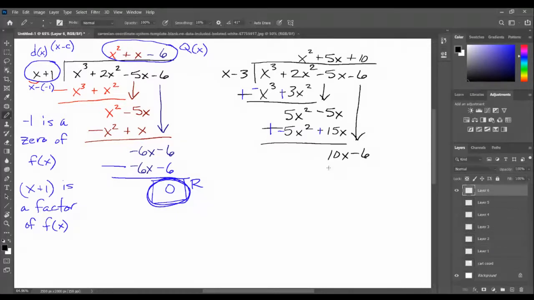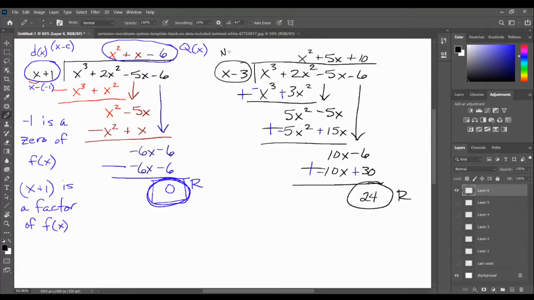10 times x is 10x. 10 times negative 3 is negative 30. I need to subtract that. Again, I'm going to change it to adding a negative. Negative 10x plus 10x is 0. Negative 6 plus 30 is 24. So I have a remainder. X minus 3 is not a factor, which means 3 is not a 0. So now we've proven that x minus 3 is not a factor.